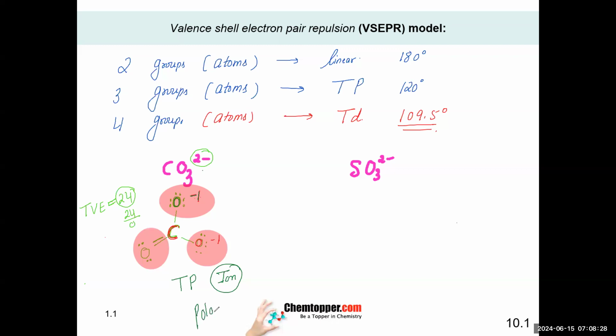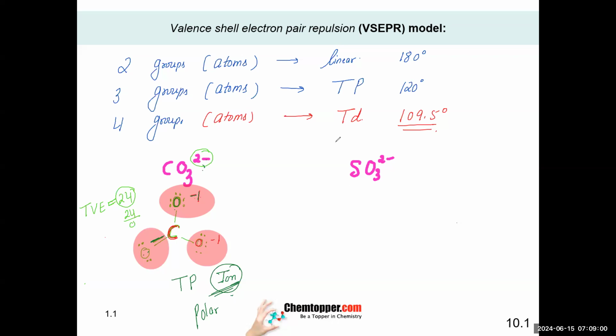But otherwise, in resonance, you will see all 3 oxygens are identical. There is no double bond on any single oxygen; all of them share the double bond. That I'm going to teach you in resonance. Resonance will tell you that this particular species is very symmetrical. But still it is polar because it is a 2 minus ion. So we are good with this.